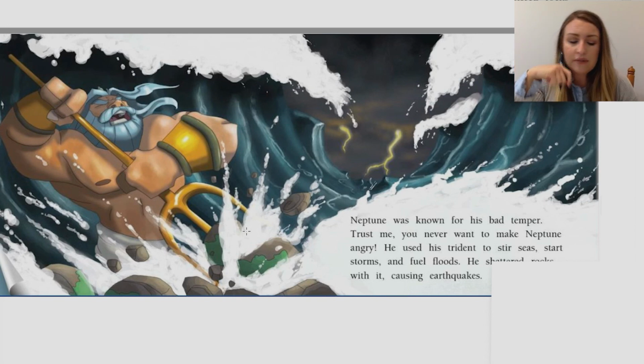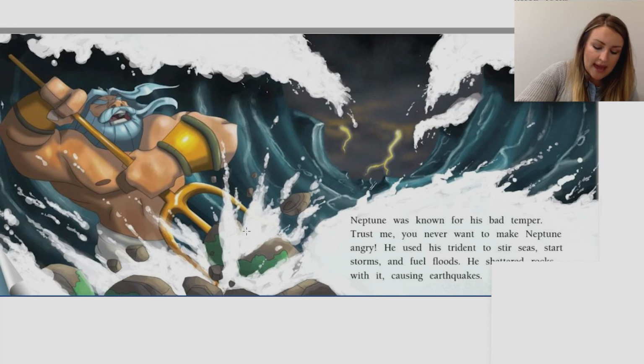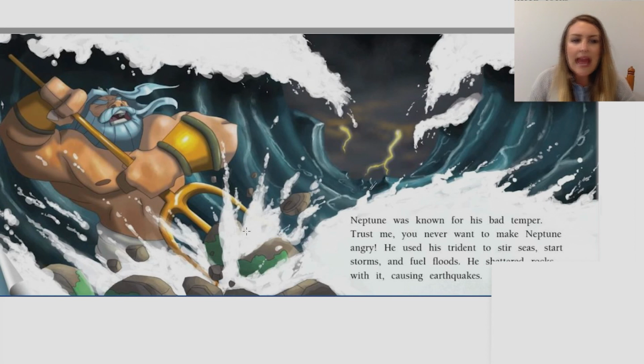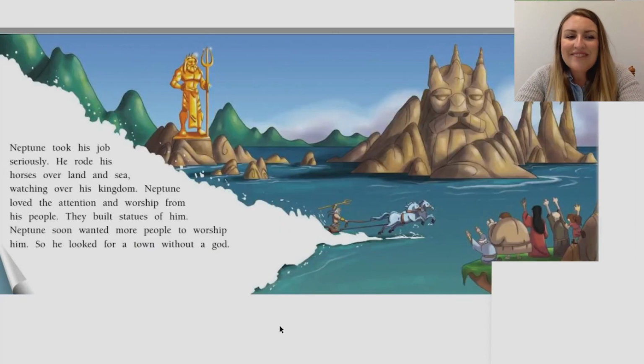Bad temper. We know that he has a bad temper. That's a character trait. And that he uses his trident for storms and earthquakes. So I wrote bad temper, trident, storms, and earthquakes. All right, boys and girls, let's continue reading.